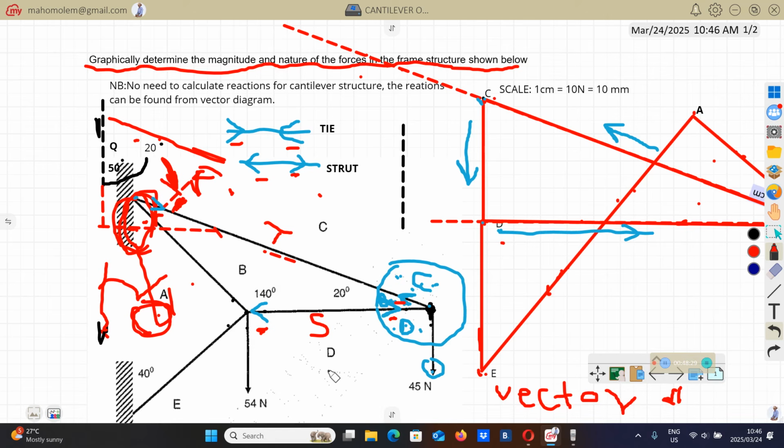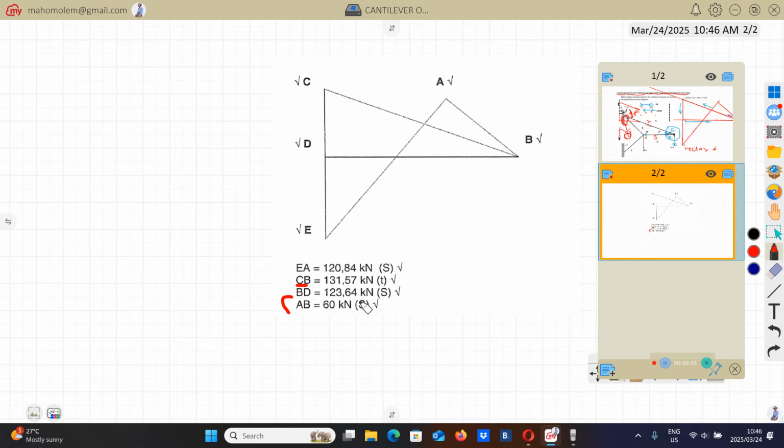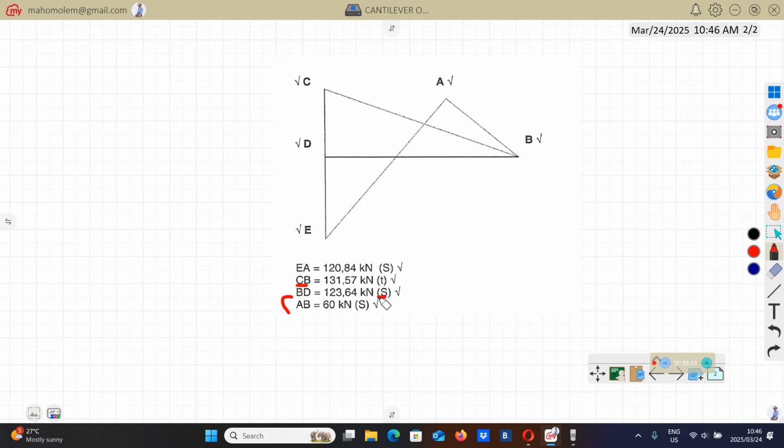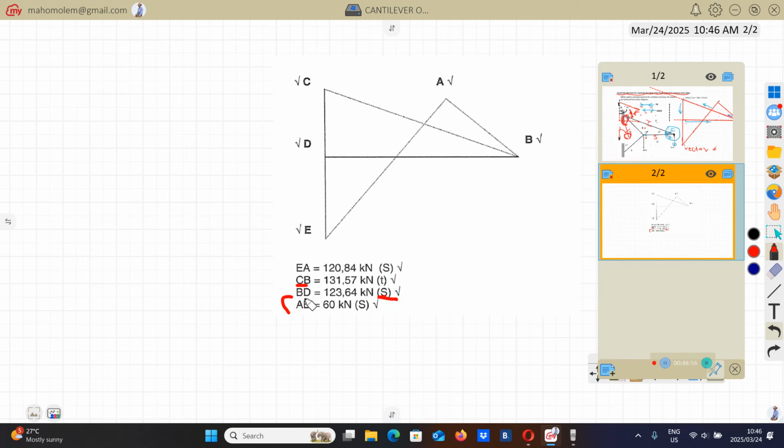So, okay, let's just confirm with what these guys got from the memo. This is BD. BD, it's a strut. We got strut. And this one is BC. BC, it's a tie. So here is BC. BC, it's a tie.